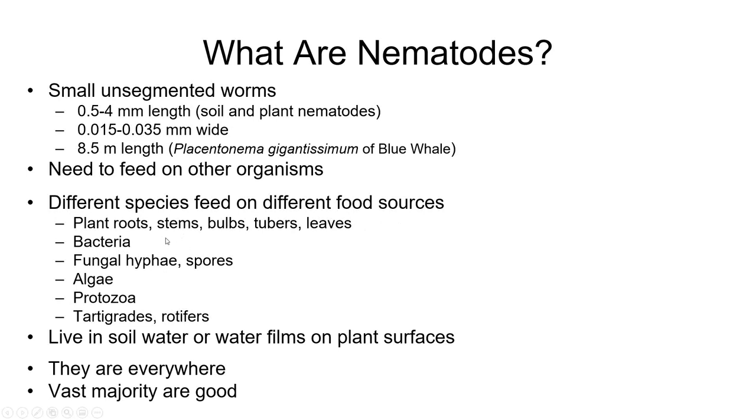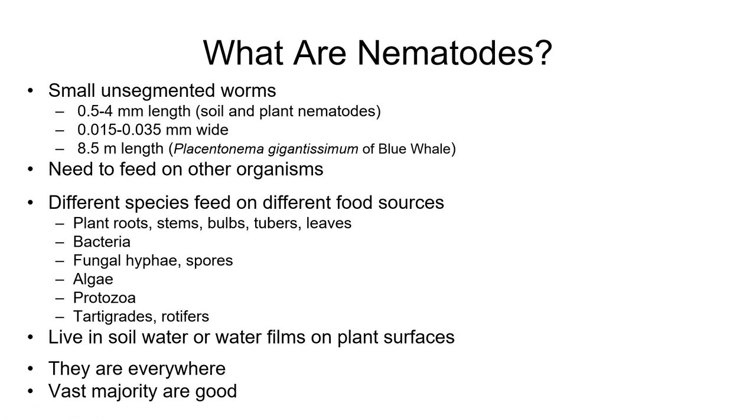Now, there are other nematodes, some that can feed on bacteria, some that can feed on fungal hyphae and spores, algae in soil, protozoans in soil, and other critters in soil. Okay, so vast diversity of nematodes in soil. And so just keep in mind the ones that feed on plants are just a portion of this much greater diversity of these unsegmented worms in soil.